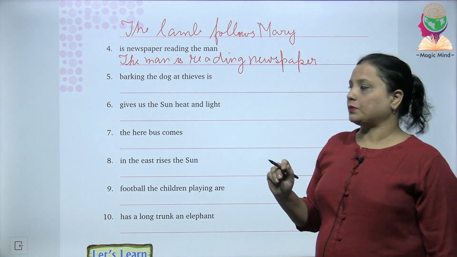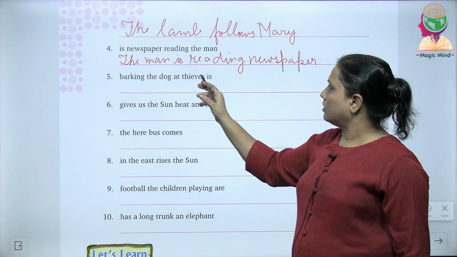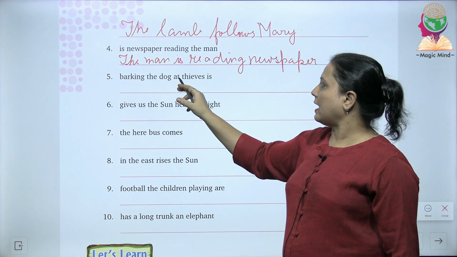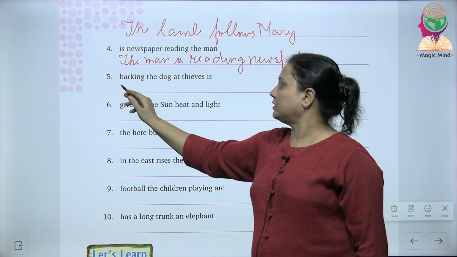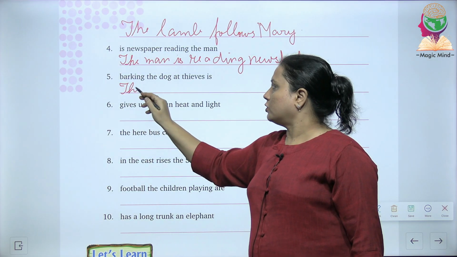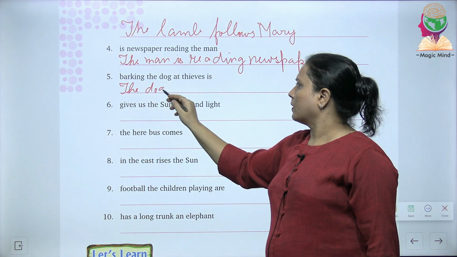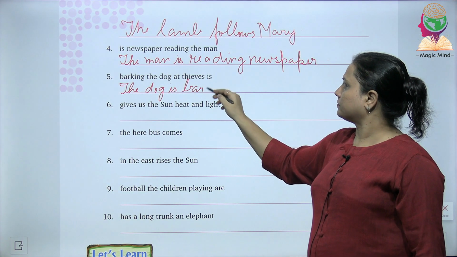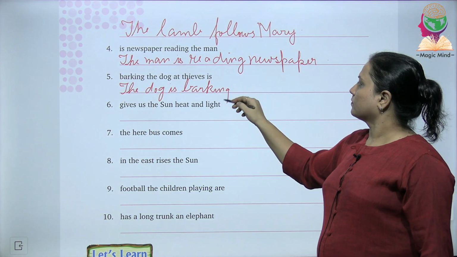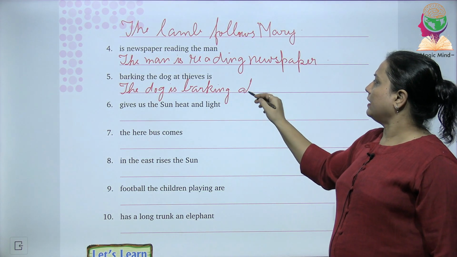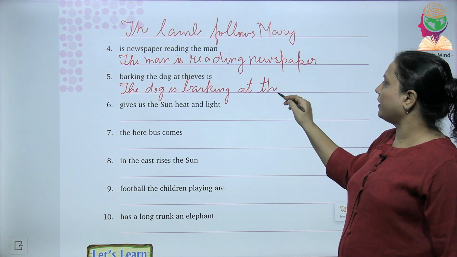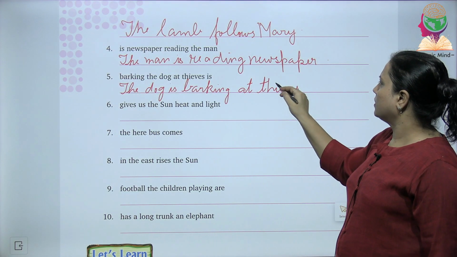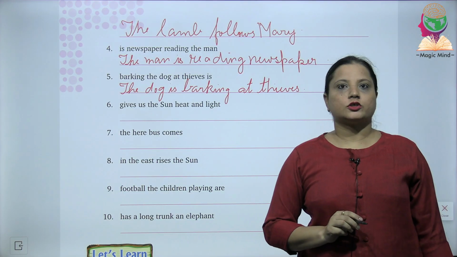Then the next is, barking the dog at thieves is. The correct sentence will be, the dog is barking at thieves. So let's write it here. The dog is barking at thieves, and then a full stop.